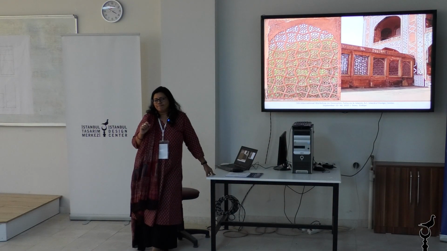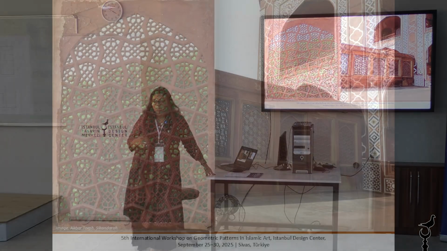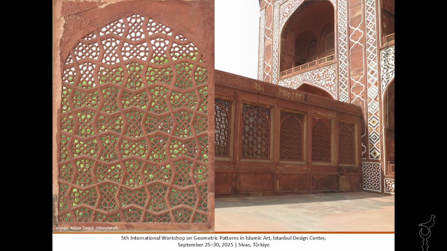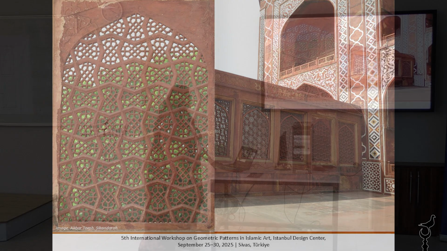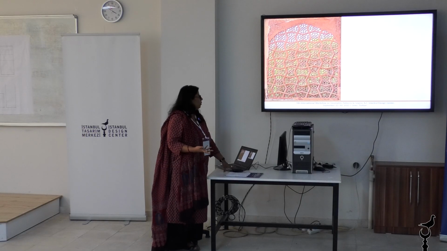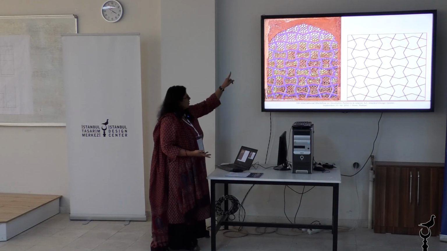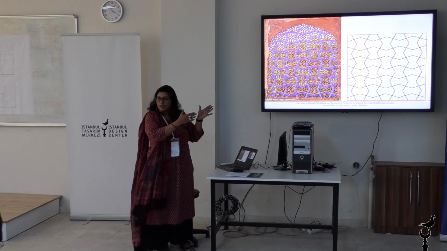So there is no word for it, but I call it nested geometry, which means that there is one main pattern and another geometric pattern which nests inside it. This is my terminology, because there's no other word for this. So if you notice, this is how the main Jaali is, right?